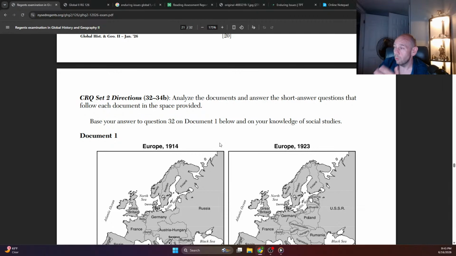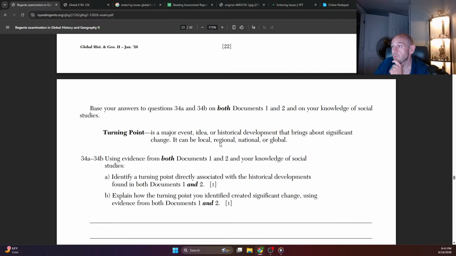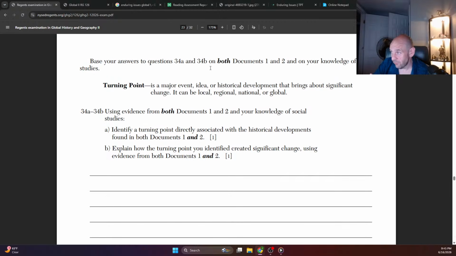It's not worth it. Go in there and do your best you possibly can on it. Now, the other CRQ set will end with another comparative question. This one happens to be turning point. This is difficult. You have to create a turning point. It's not in the documents, but it has to be related to both documents. So you have to look at document 1, look at document 2, and ask what is a turning point that relates to these documents? There are many possible answers, but you have to invent it. I think that's pretty tough.